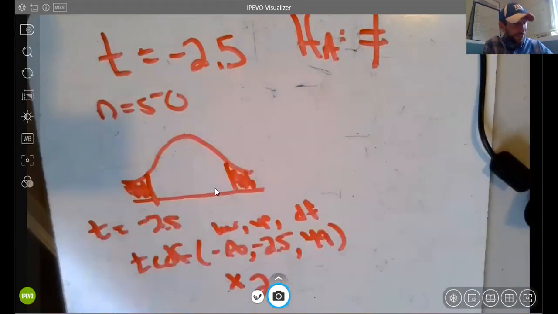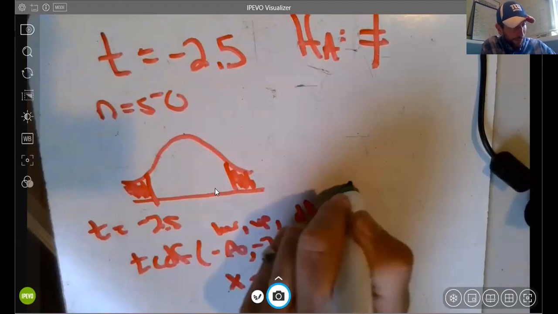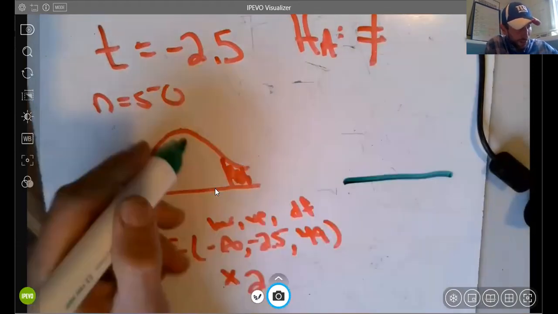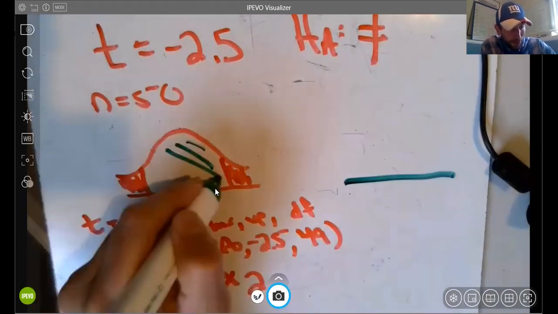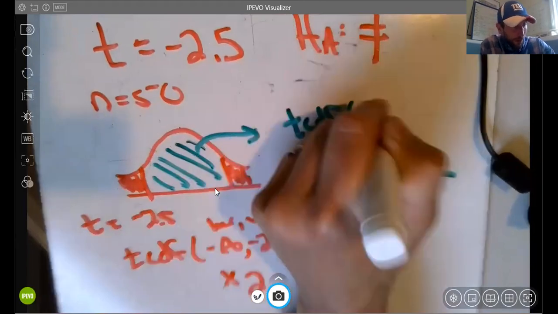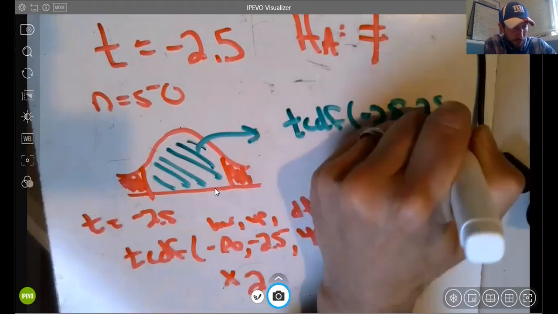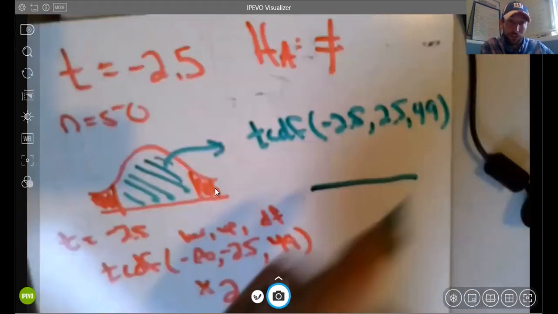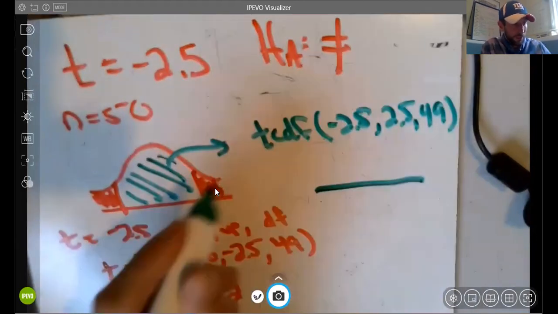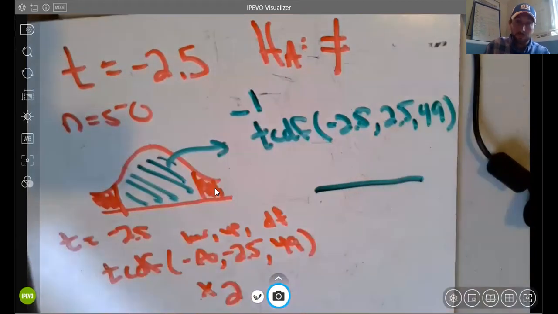Hopefully, if we were in class, I'd see some other people who use the same idea, but instead focus on this centerpiece and maybe do t-CDF, negative 2.5, positive 2.5, 49. That would give me this green area in the middle, and then subtract from 1. Whichever way, right? Same idea.